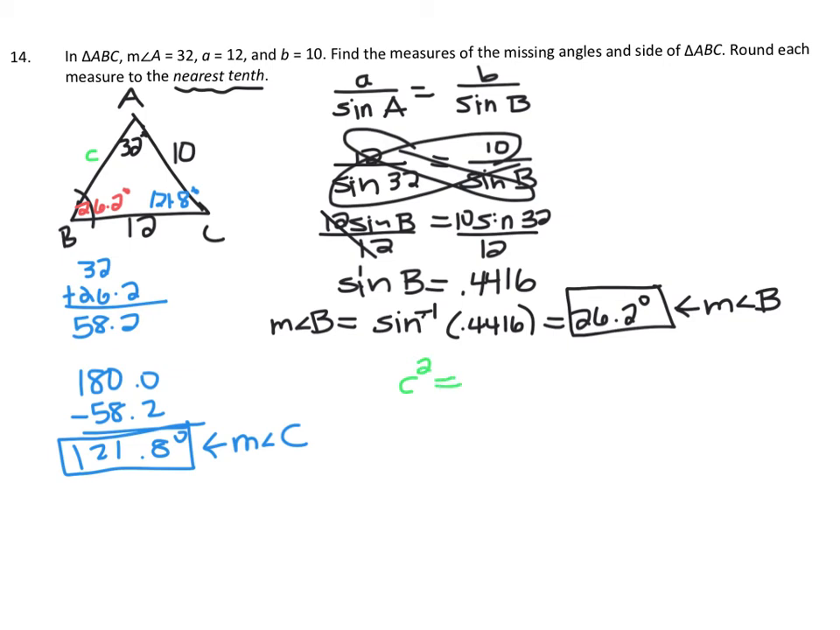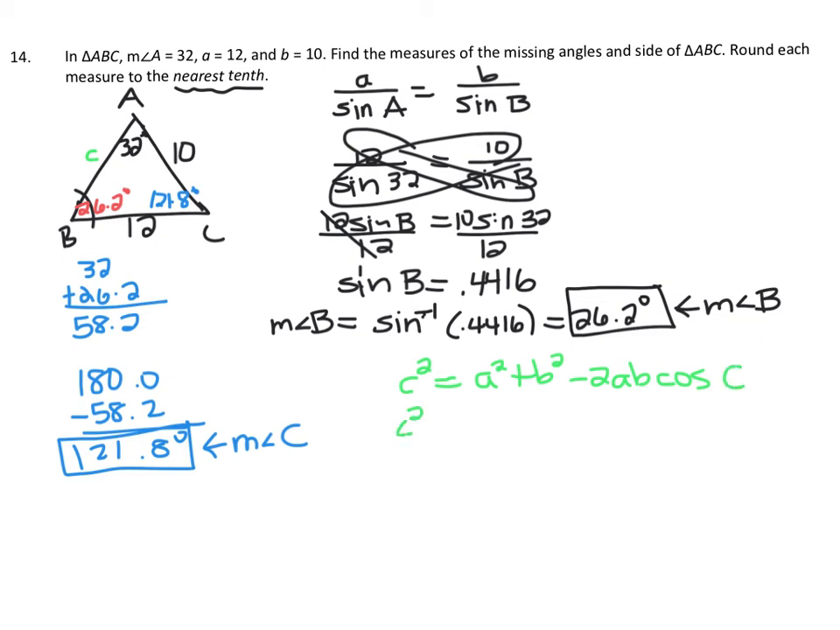So it means on the right-hand side of the equation, we're going to have a squared plus b squared, the other 2 variables, minus 2 times a times b times cosine of whatever side goes here is the angle that goes over here. So it's going to be cosine of c. And let's just plug in our numbers.